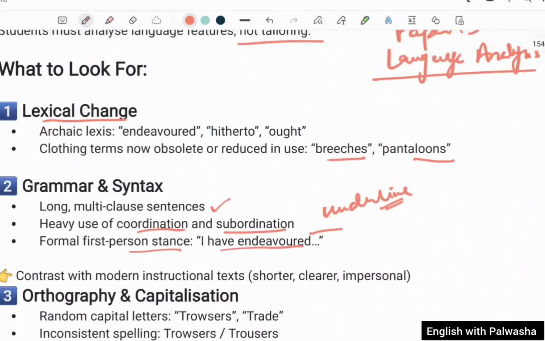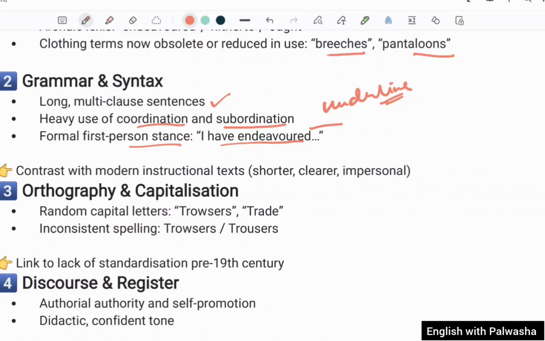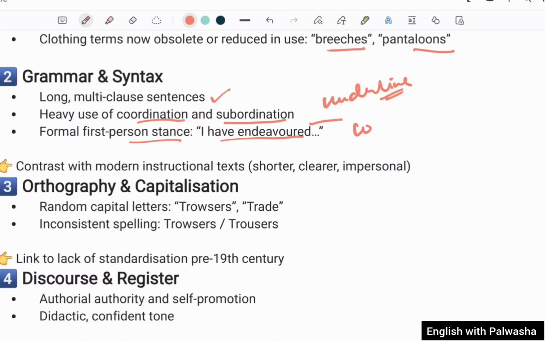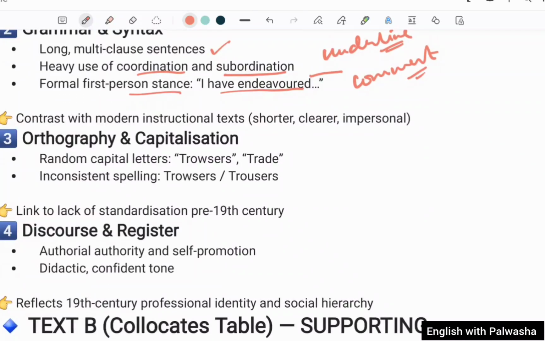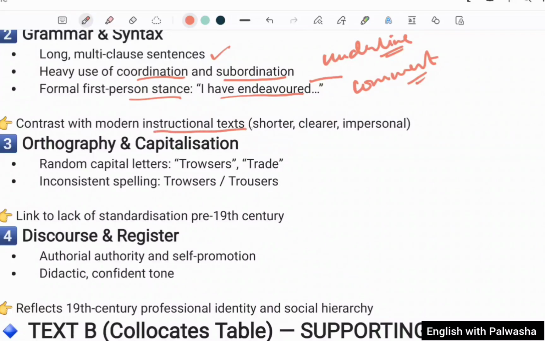Then you have to create a comparison, or talk about the language change, that this is the change, and you have to comment on it. You have to create a contrast with modern instructional texts. They are shorter, they are clearer, impersonal.